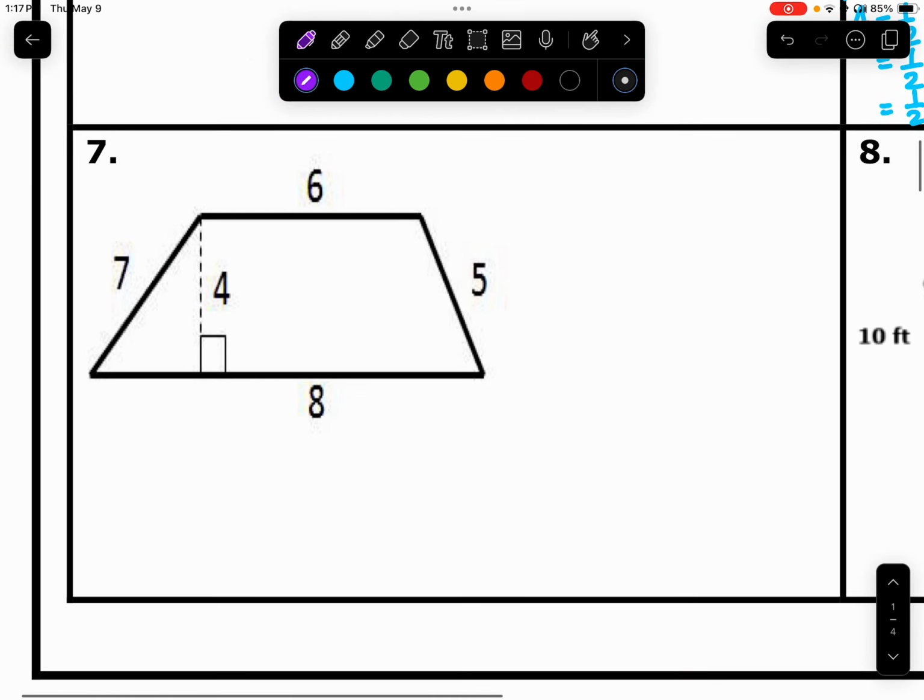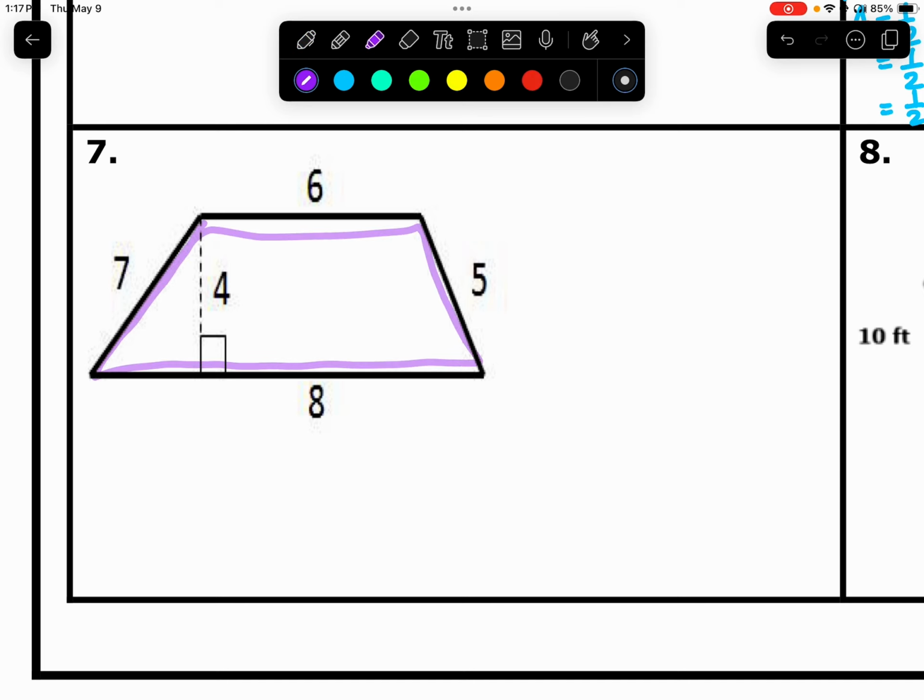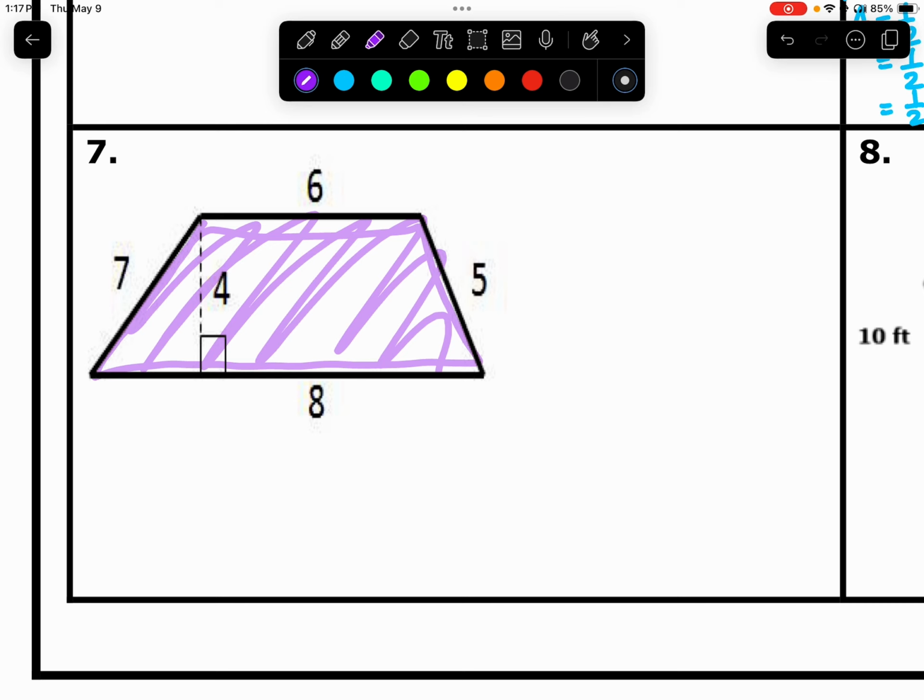Number 7, this is a trapezoid. The whole thing is a trapezoid. A lot of people thought it was a trapezoid with a triangle attached to it. I mean, you could do that technically, but you don't know how long this is, so you can't subtract and get 2. That's not going to work, okay? So the whole thing is a trapezoid, treat it as such.